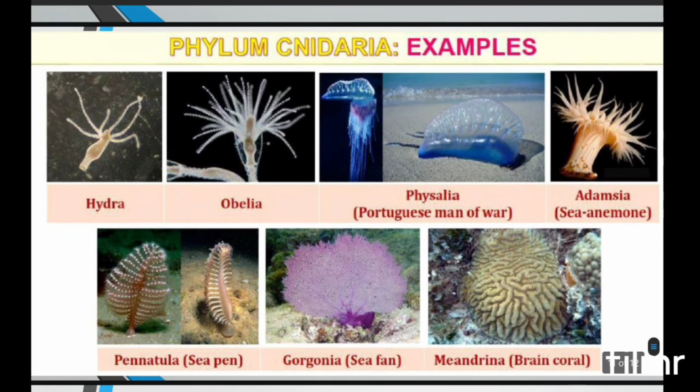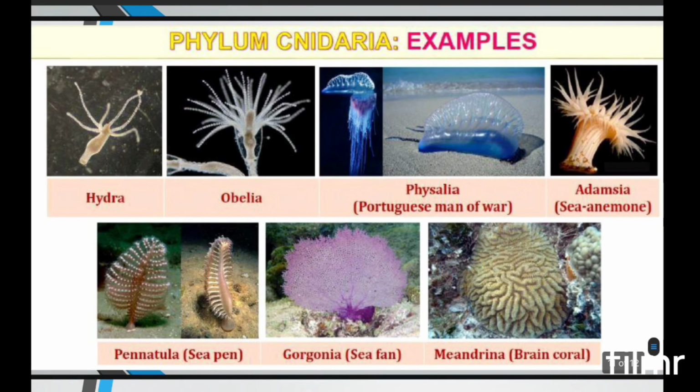There are some other examples of this phylum Cnidaria, like Hydra, Obelia, right, and Physalia, which is otherwise known as Portuguese man of war, which is very beautiful. Sea anemone or Adamsia, right. Pennatula, which is known as the sea pen, because its structure is a feather-like structure. In olden days, feathers were used as pens, right, so that's why it is known as Pennatula or sea pen, right. And you can see here Gorgonia, which is called sea fan.